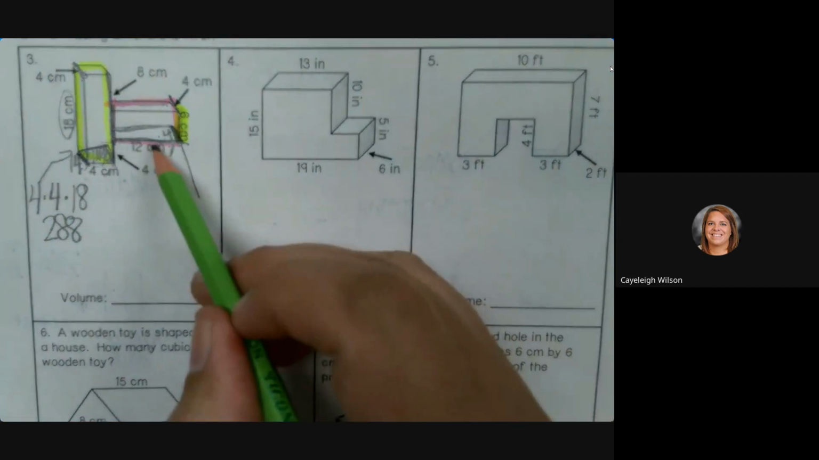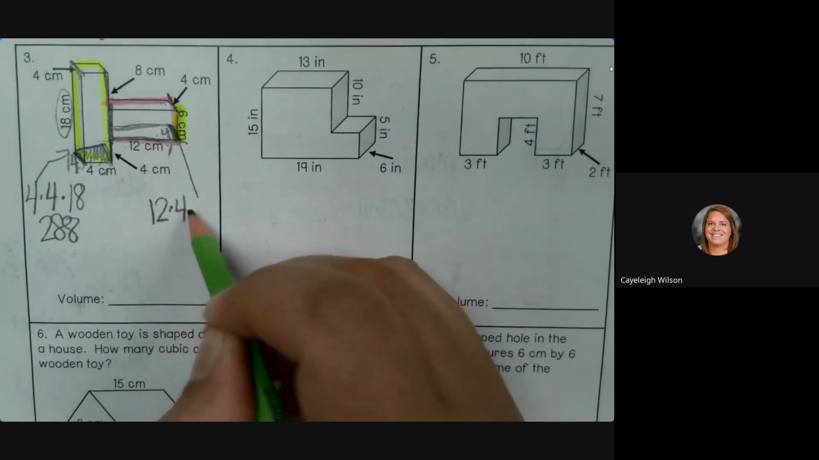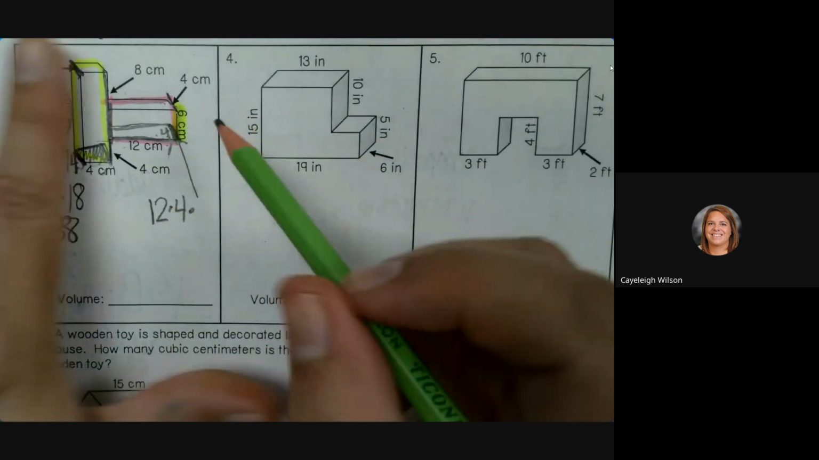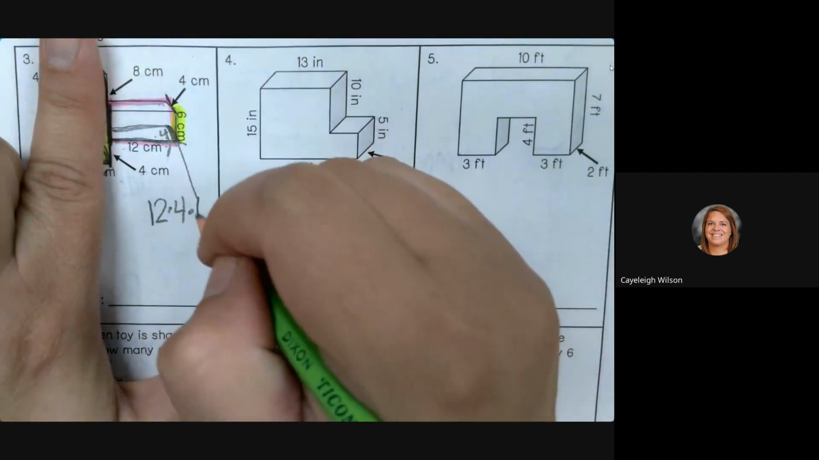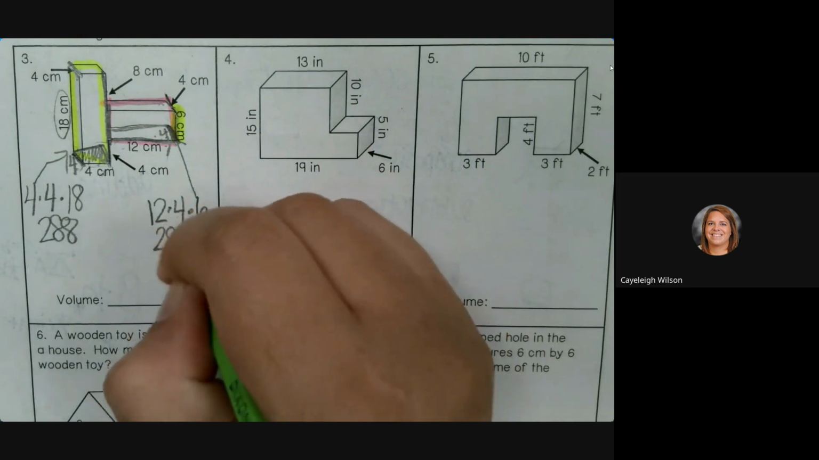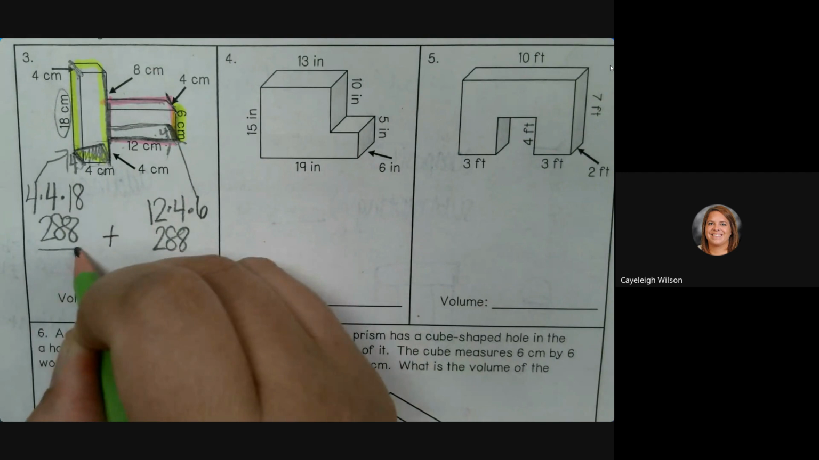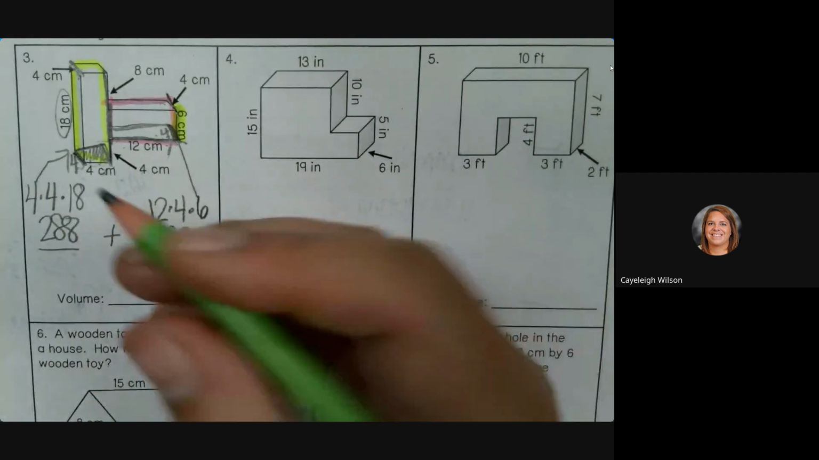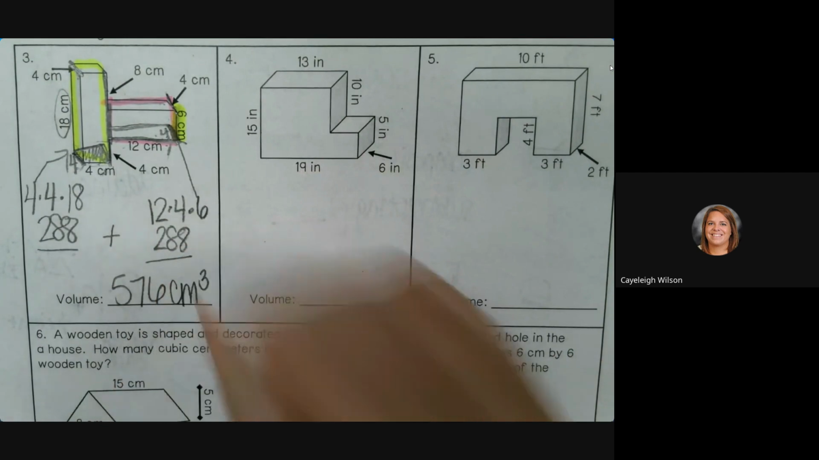So now I can do area of the base. So 12 times 4, because it's base times height. And how tall is this prism? How tall is this one? 6, because this piece is 6, how tall it is. So 12 times 4 times 6, I also get 288. So 288 plus 288 is 576, and that's centimeters cubed.